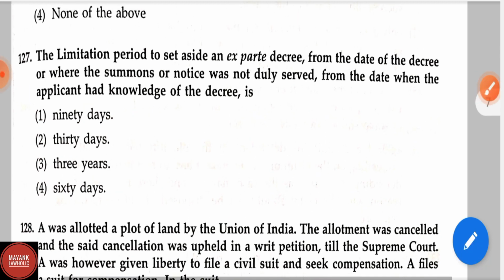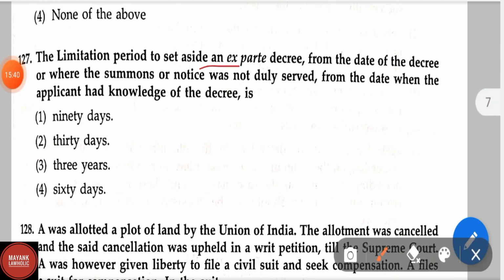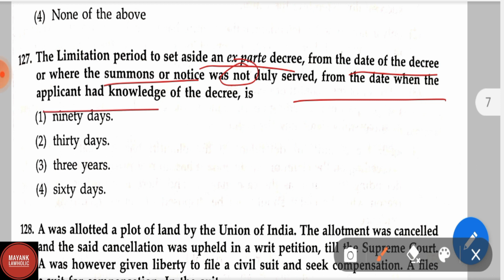Now let us see question number 127. The limitation period to set aside an ex parte decree, where the summons or notice was not duly served, from the date when the applicant had knowledge of the decree is: option 1, 90 days; option 2, 30 days; option 3, 3 years; and option 4, 6 days. In this question, the correct answer is 30 days.